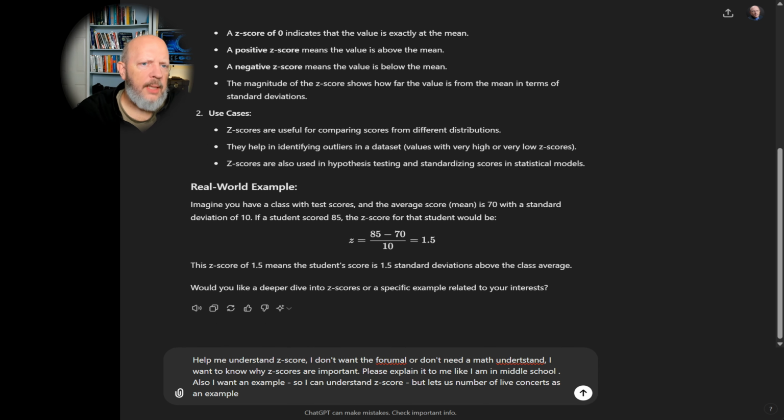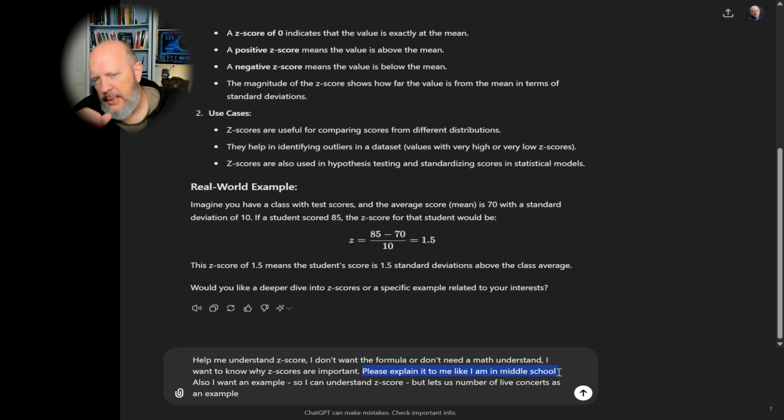Okay, this is not a great prompt. Claude and other tools will help you with prompts, but this is just ChatGPT. Help me understand z-scores. I don't want a formula, and I don't need a math understanding. That gives you a little bit of context of what you want. I want to know why z-scores are important. Please explain it to me like I'm in middle school.